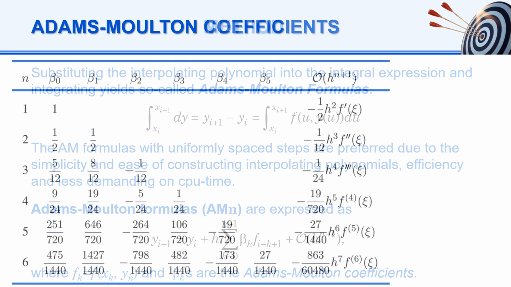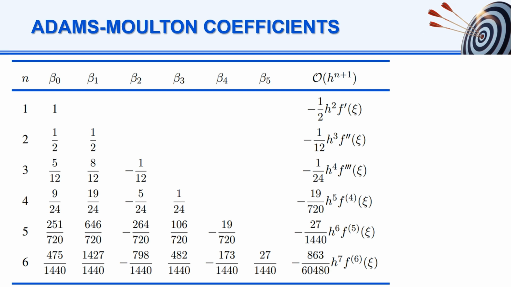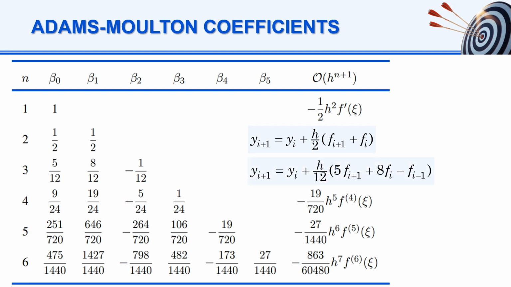The coefficients of the Adams-Moulton method for orders 1 through 6 are presented along with the local truncation errors. For n equals 1, the AM1 corresponds to the implicit Euler scheme. The Adams-Moulton formulas for the second order, third order, and fourth order are explicitly presented as shown.